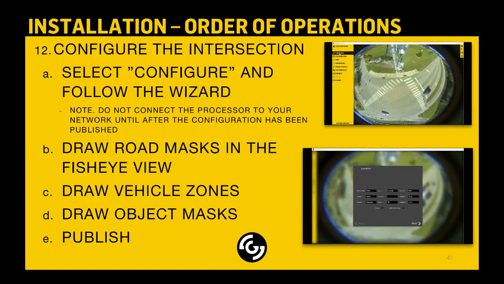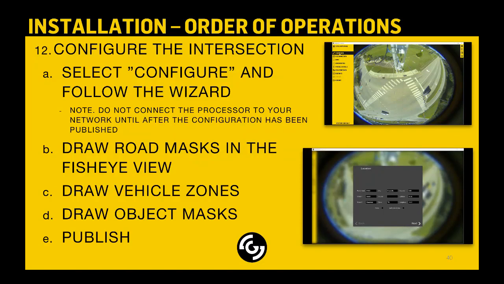The next step is going to be to draw your road masks, and you want to do this in the fisheye view, mainly because once you flatten out the intersection, you may have areas that you want to mask that do not fit on the entire screen. And once you begin drawing your road mask, you can no longer pan the image around. So if you draw your road masks in the fisheye view, you're able to cover everything without making any changes. So road masks are done in the fisheye view.